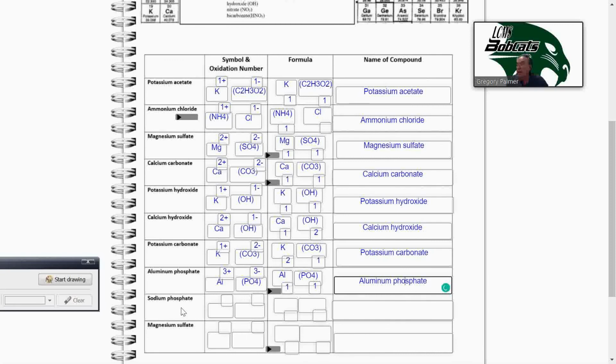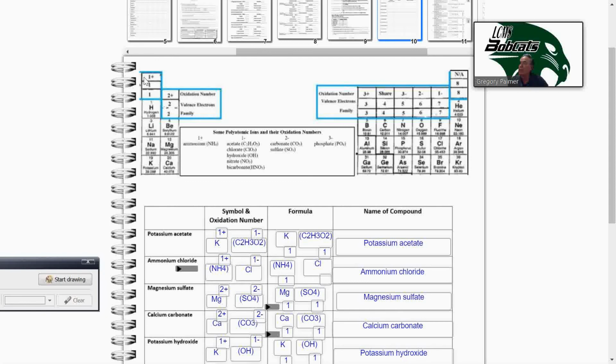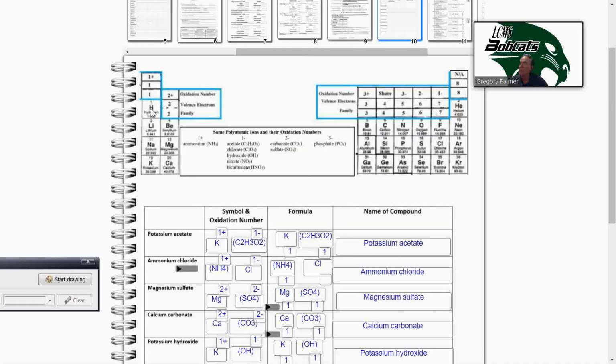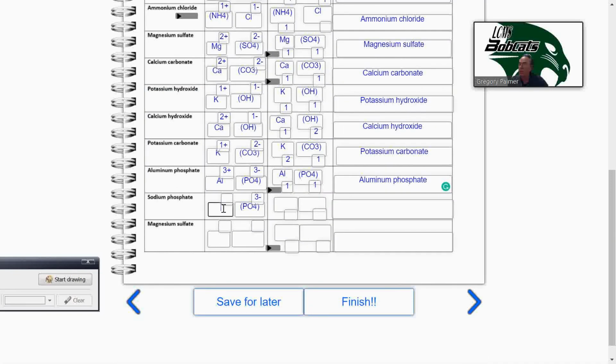All right. The next one is sodium phosphate. So it's actually the same as this PO4 here. So we can go ahead and use the information from the last problem. And we already know that PO4 is a 3 minus. So we've got to find sodium. We're going to look on the periodic table. Sodium's in family 1, and its oxidation number is 1 plus. So we're going to come over here, we have Na, and we have the PO4.